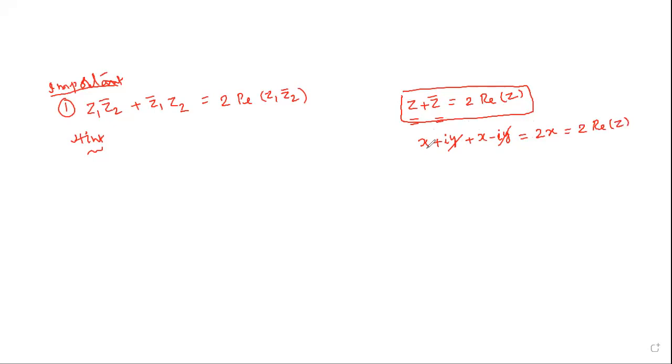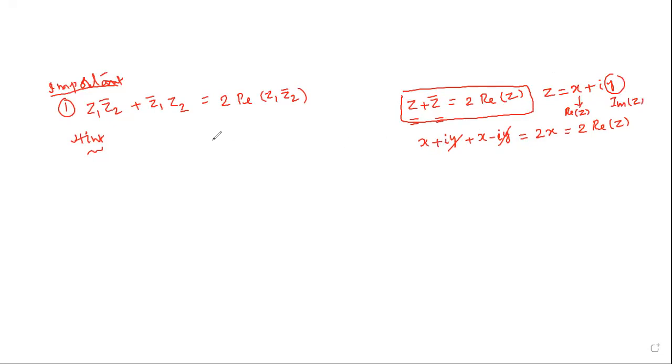Is it clear? Z is equal to X plus iY. So X is called real of Z, and Y is called imaginary of Z. Okay? Imaginary of Z.